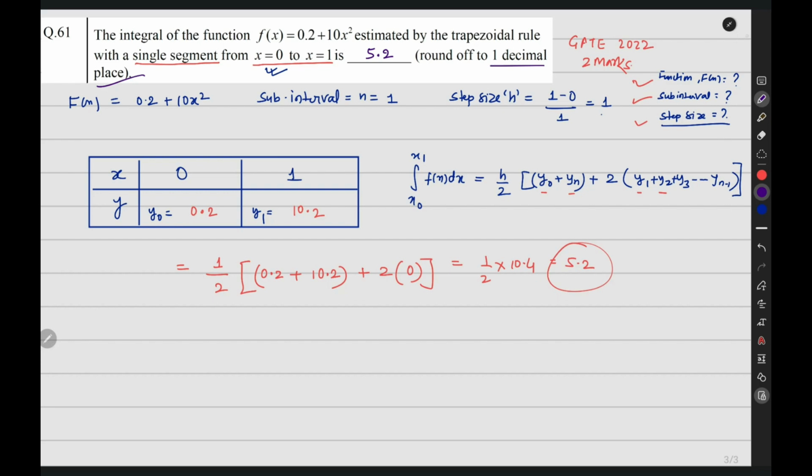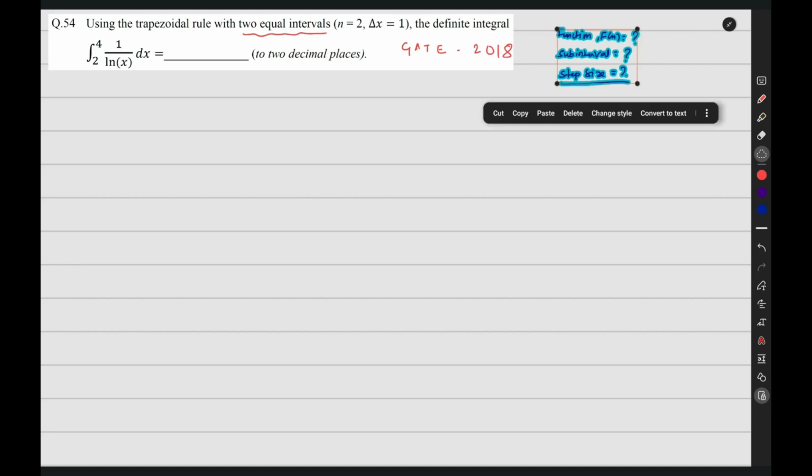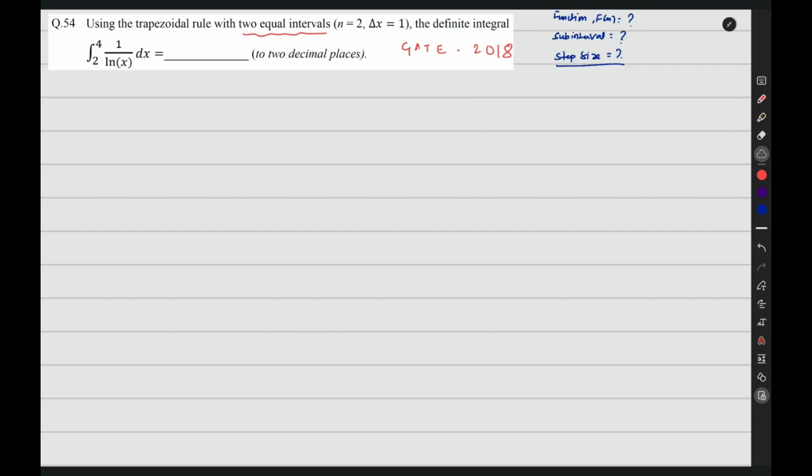Moving to the next question. This question is from GATE 2018. Using the trapezoidal rule with two equal intervals, n equals 2 and delta x equals 1, the definite integral we have to solve is integration from 2 to 4 of 1 by ln x dx. Like the previous cases, we are again going to determine the three things: the function value, subintervals and step size.